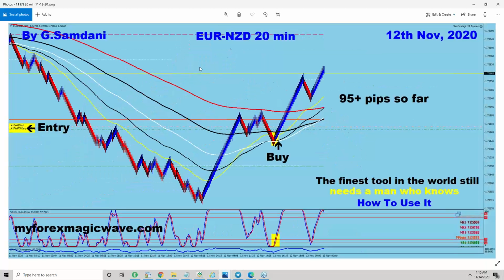And then on the 12th, just the Euro Nzd again going to the upside after a big drop. It went up. Yellow is above the black. This indicator is all the way down. That's all I need to know. And after that, the red candle turned blue, and boom, 95 pip.